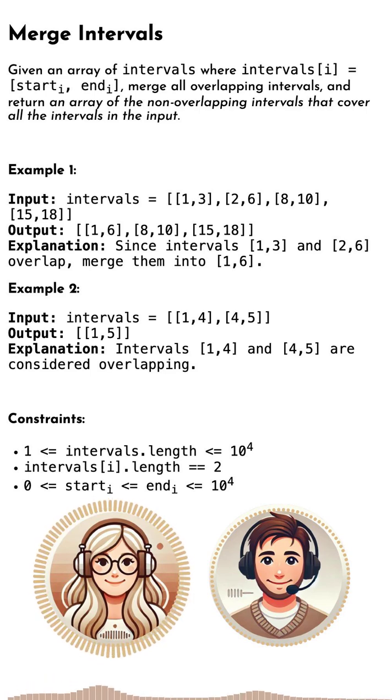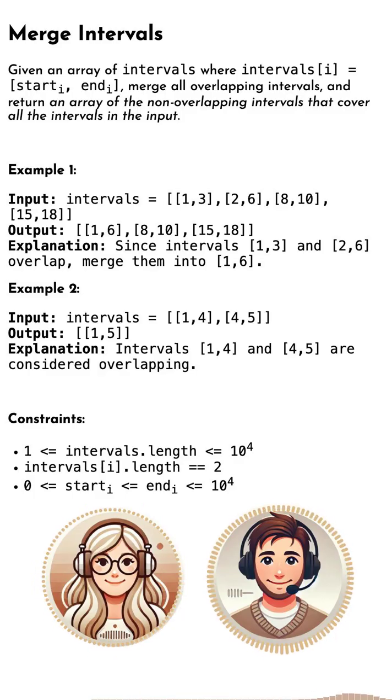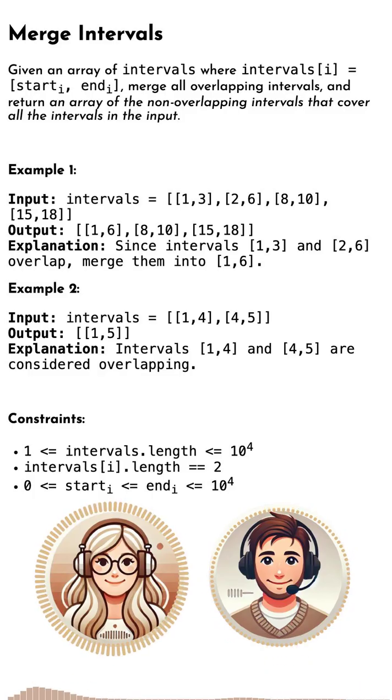Exactly. And one way to do that grouping is to sort those intervals. So if we sort them by their start times, any overlaps are just automatically going to be right next to each other in the list. Okay, that's pretty clever. Sorting seems like a really powerful tool for this problem. So once we've got our intervals all sorted, how do we actually go about merging them?